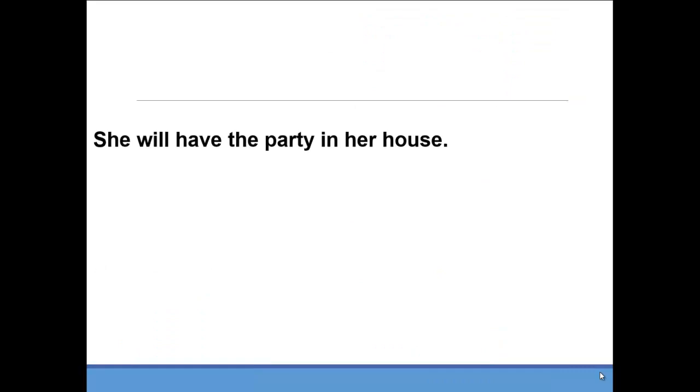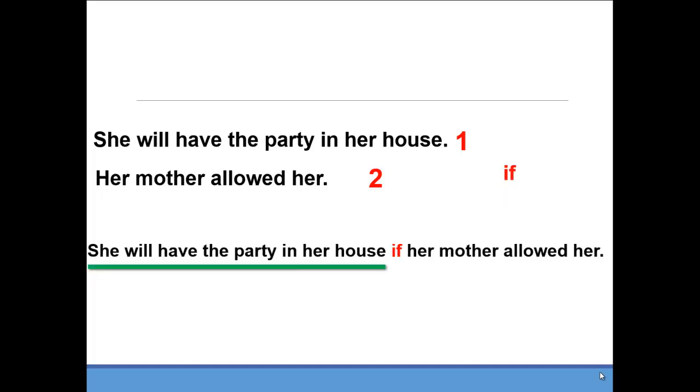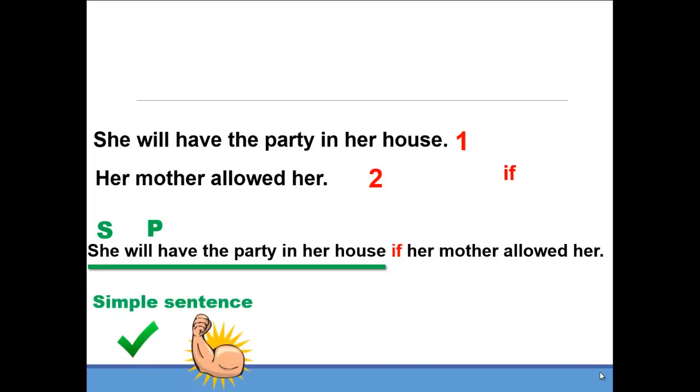Another example. She will have the party in her house. Her mother allowed her. So, she will have the party in her house if her mother allowed her. One action depends on the other. Let's check the first part. She will have the party in her house. Can this part be used alone? Yes, it can be used alone, and it is called a simple sentence.